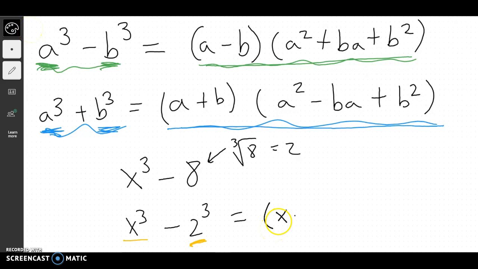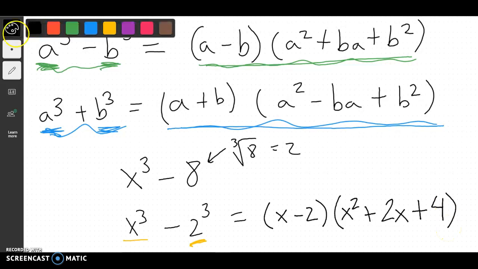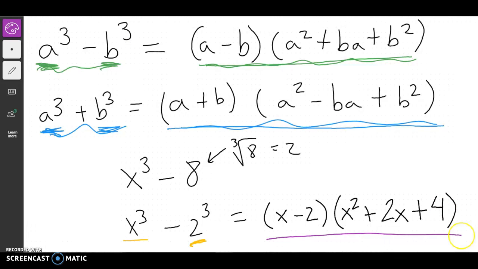a minus b, so a minus 2. Then a squared, well that would be x squared, minus, or plus, b times a, which would be 2 times x, plus b squared, which would be 4. And we've just factored this. This would be my factored terms.